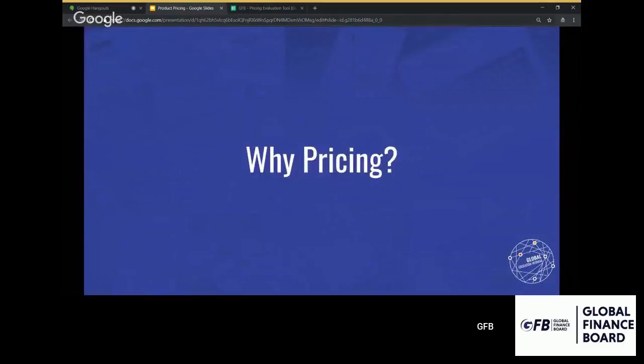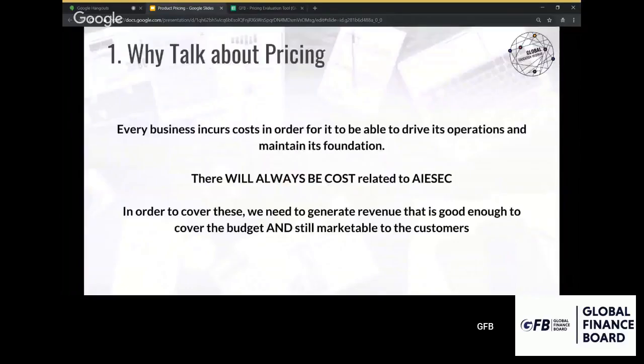So pricing affects AIESEC because every business incurs costs in order to be able to drive its operations and mission. So there will always be costs related to AIESEC. In order to cover these, we need to generate revenue that is good enough to cover the budget and still be marketable to the customers.